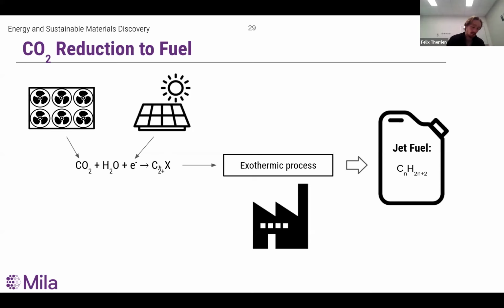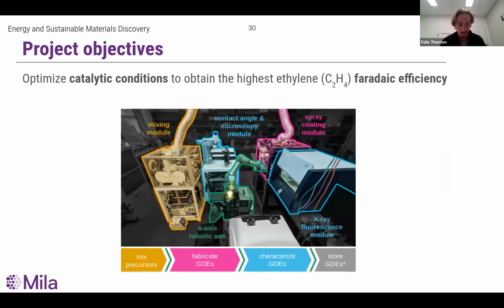So often that's a molecule that contains carbon and hydrogen. That's the case for jet fuel. And it's usually longer chains. And so we're trying to achieve longer chains, which means any molecule that has more than one carbon. And so the simplest molecule that has more than one carbon is ethylene.